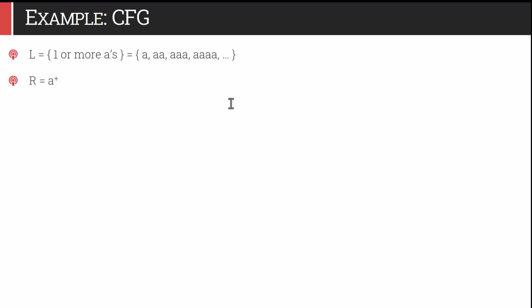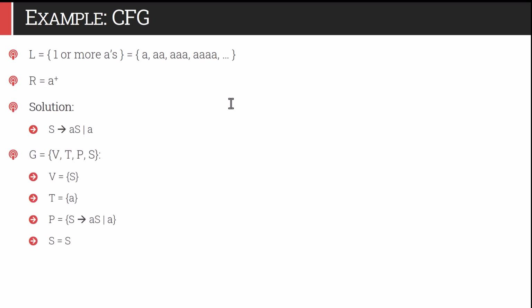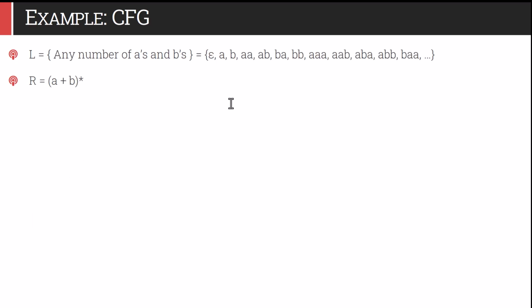Now the language contains one or more a's. That will be single a, double a, three a's, etc. The regular expression for that would be a plus. Here the grammar would be S gives aS or a. Epsilon is not present in the language, so we should not add epsilon here. Either single a or multiple a's we can generate using aS, the recursive definition. For a single a we will use the second production. For multiple a's we will use the first one, and to terminate we will replace it with the single a. And this is just the grammatical representation.